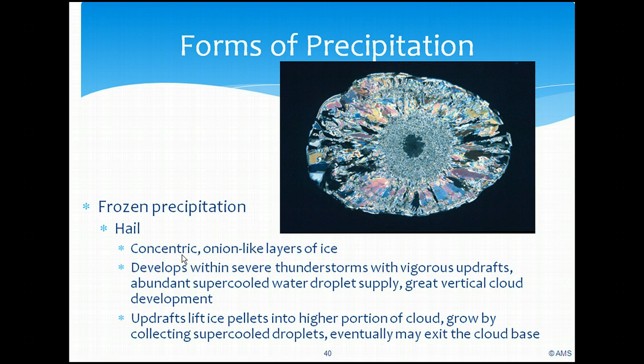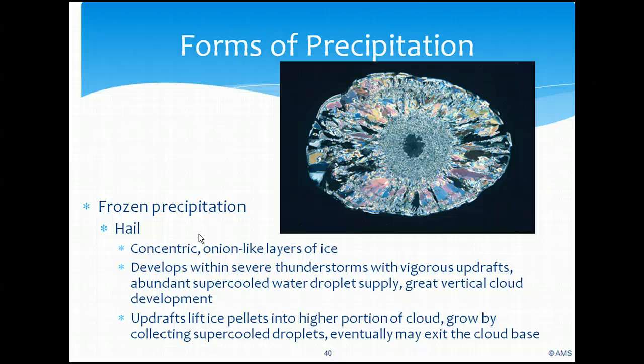Hail consists of balls or jagged lumps of ice, often characterized by concentric internal layerings resembling the structure of an onion, and this layering is related to the various moisture collection environments that the hail encountered as it formed. Hail forms with intense thunderstorms, generally cumulonimbus clouds characterized by very strong updrafts, an abundant supply of supercooled water droplets, and a lot of vertical cloud development.